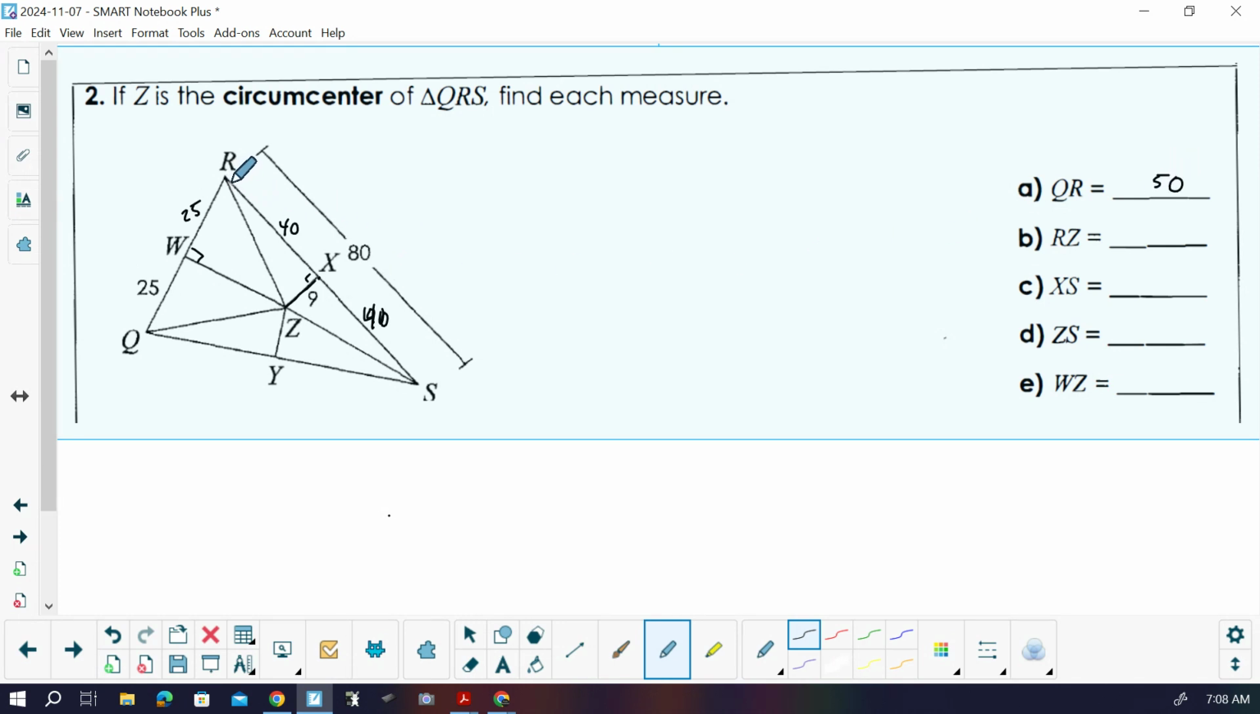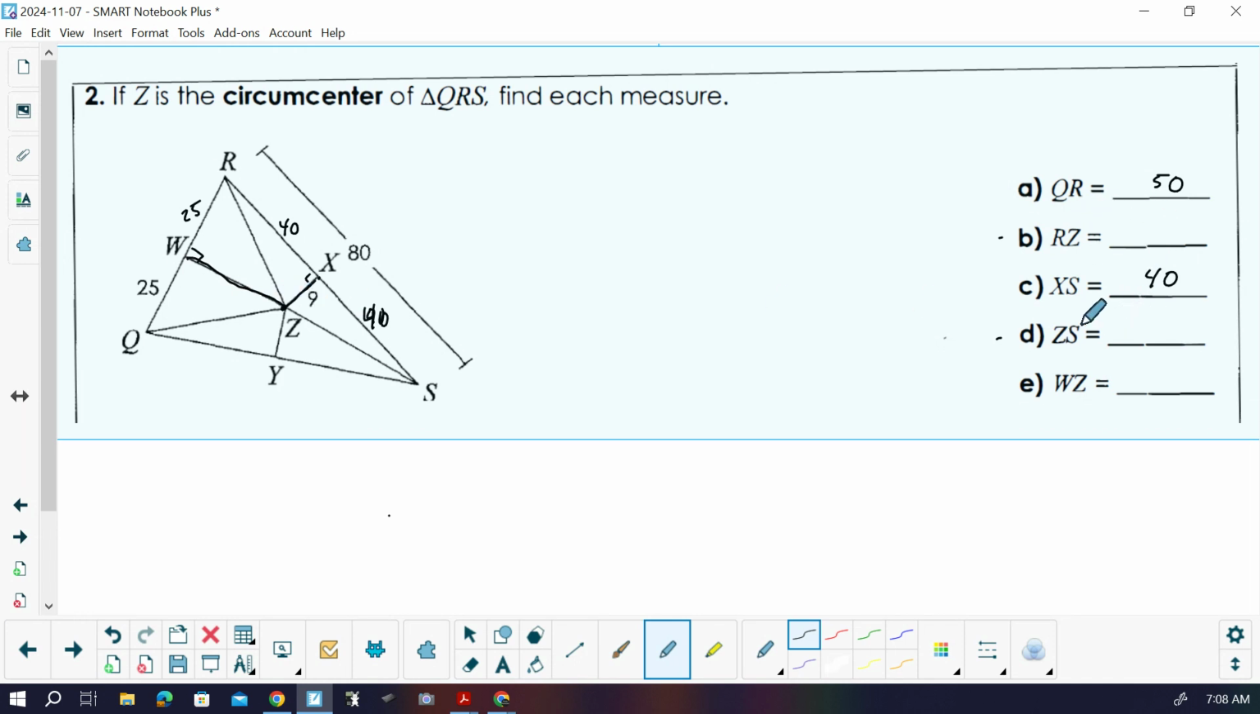RZ, don't have RZ. XS, right there, 40. ZS, don't have that one either. But ZS would be the same as RZ. So this one and this one, they're going to be the same measurement because a circumcenter is the same distance away from each of the vertices. WZ is the last one here. Where's W? WZ. So we're also going to have to find this one right here.